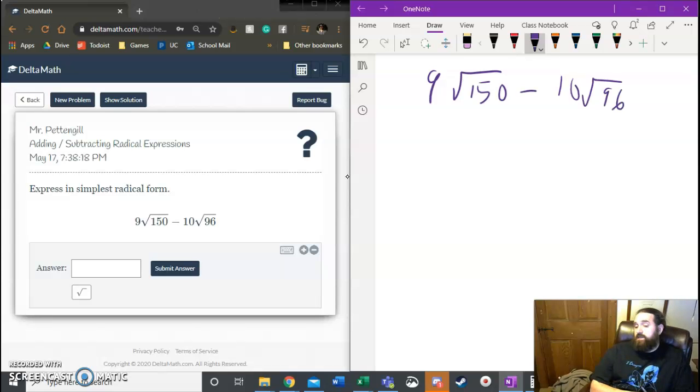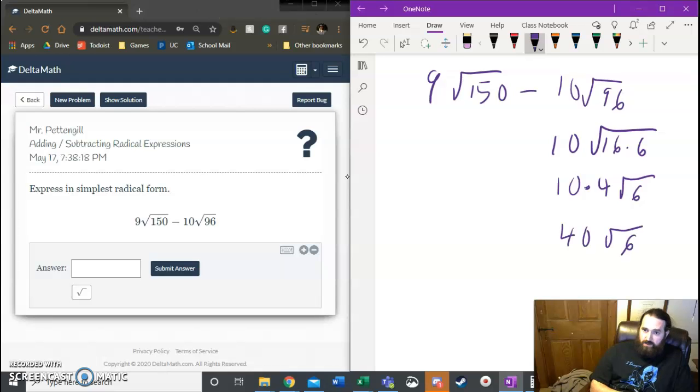Well, I just did 96 a minute ago. I was paying attention. I know that 96 is 16 times 6, or going to be 4 root 6. 10 times 4 will be 40 root 6. I still have those minus signs, so this leaves me with, hey, can I divide 150 by 6? This is not guaranteed, but it's a pretty good hint. To those of you that are wondering, yes, 150 can divide by 6. I do out the math and I go, oh, hey, that's 25.